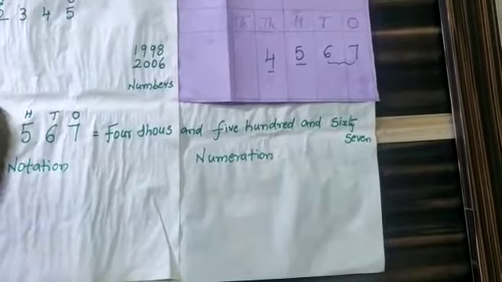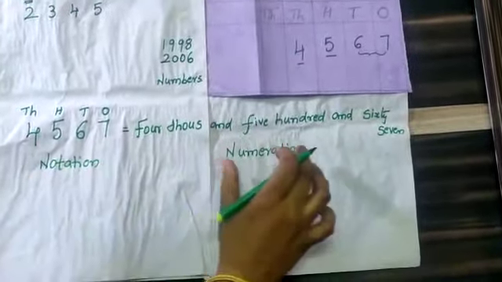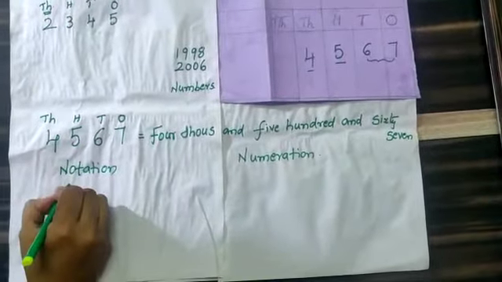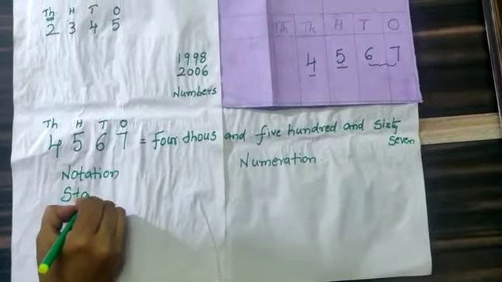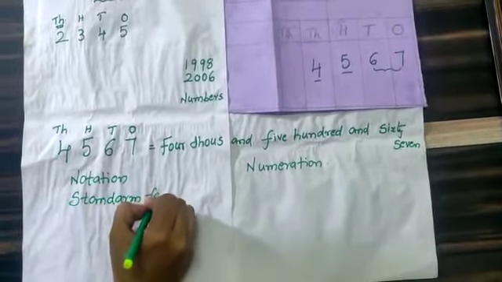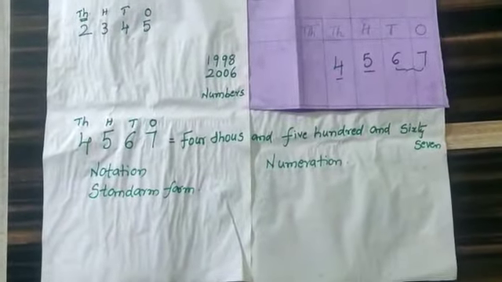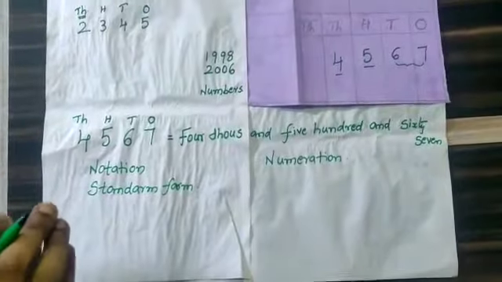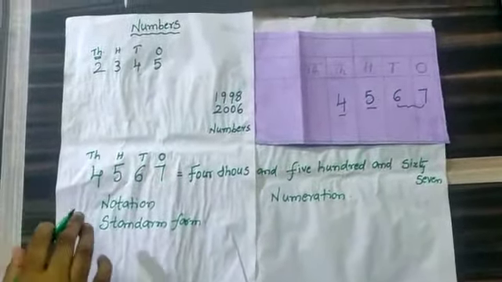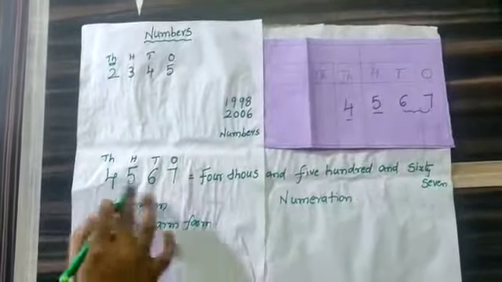Okay, so we can represent the number in 2 ways, either in notation form or in numeration form. This notation form we also call standard form. What do we call? Standard form. Now, already in the previous class we discussed numbers are endless. We can write an unlimited number of numbers. So this number has only 4 digits.